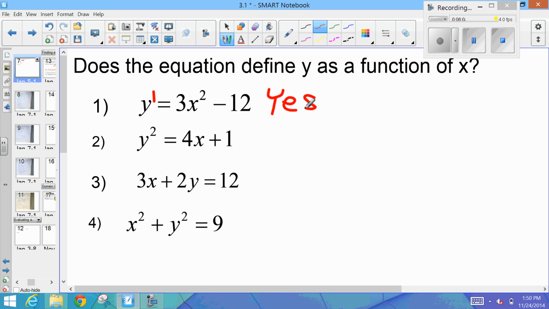Problem number 2 is no, because the exponent of y is even. Problem number 3 is yes, because the exponent of y is odd. Problem number 4 is no, because the exponent of y is even. That's it. It's as simple as that, folks.